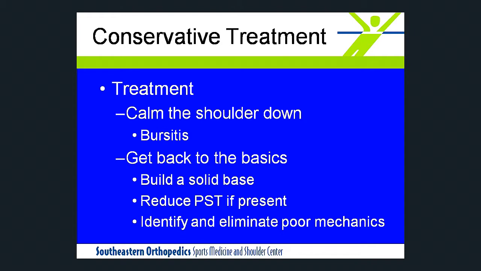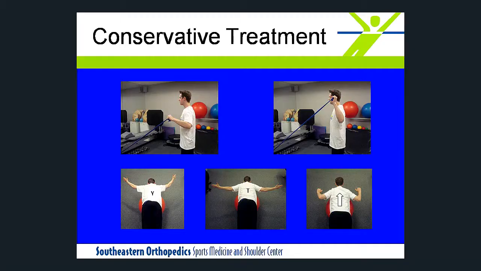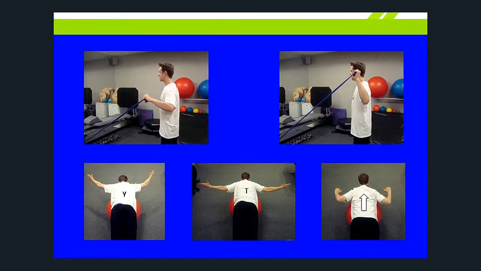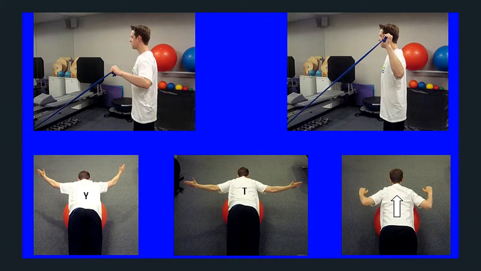And then, once that calms down, you want to get back to the basics in regards to strengthening that shoulder. Build that solid base of support, reduce that posterior shoulder tightness if it's present, and then identify and eliminate any poor mechanics that they may have developed, either because of the injury or just through training, that need to be addressed. So there are tons of ways to strengthen or help improve the instability in the shoulder. I'm just going to touch on a few.